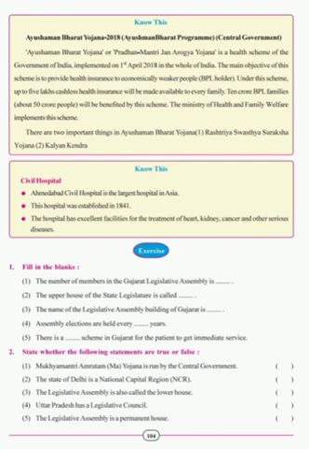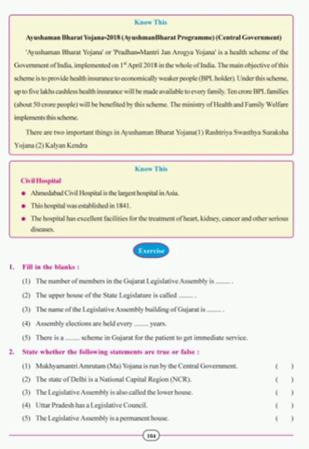This is the full form of BPL. Under this scheme, up to 5 lakhs cashless health insurance will be made available to every family. 10 crore BPL families, about 50 crore people, will be benefited by this scheme. The Ministry of Health and Family Welfare implements this scheme. There are two important things in Ayushman Bharat Yojana. First is Rashtriya Swasthya Suraksha Yojana and second is Kalyan Kendra.